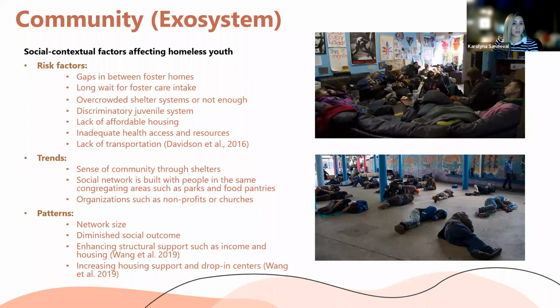The patterns within this level included network size. Even though homeless youth are congregating with other homeless youth or other homeless individuals, their actual network size is very limited. There is a diminished social outcome. So even though they may be around others, their social outcome is pretty low because they're not very social. By enhancing structural support such as income and housing, we are able to address some of the risk factors within this community layer, and also by increasing housing support and drop-in centers, according to Wang et al. 2019.